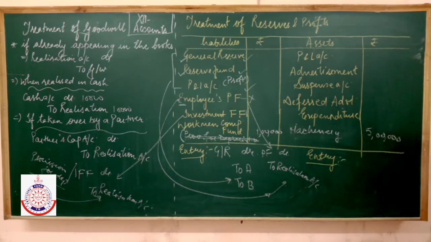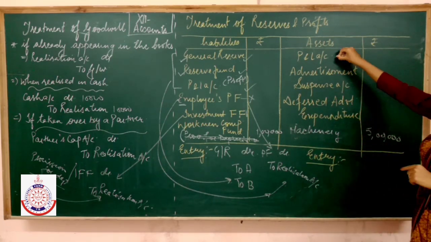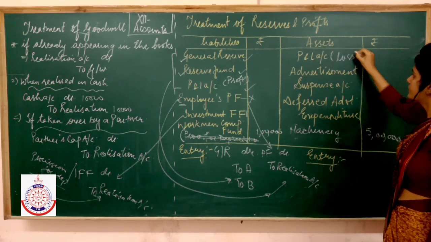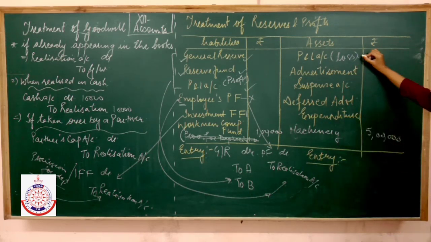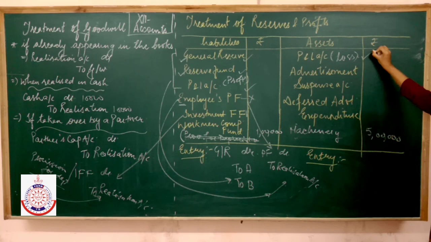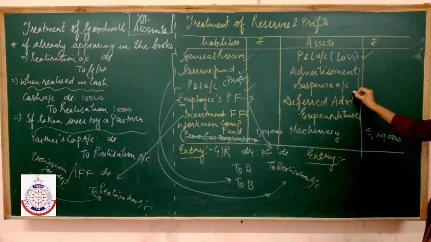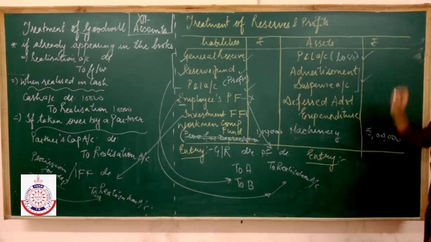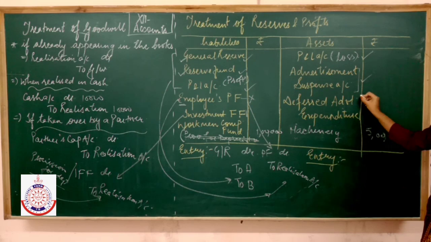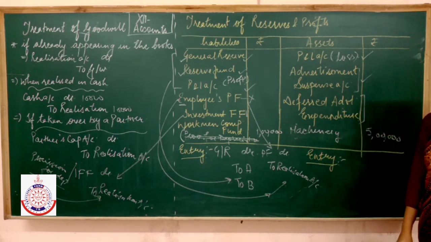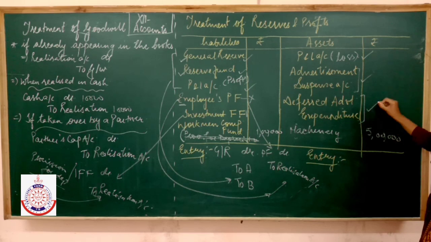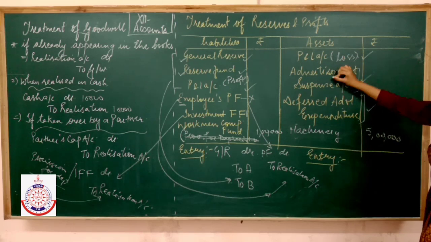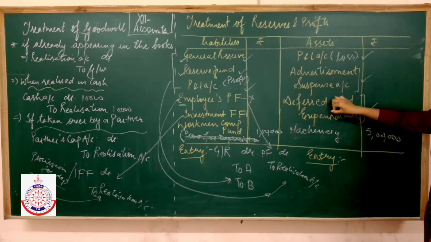Come now to the asset side. First is profit and loss account. Now if profit and loss account is on the asset side of a balance sheet, it is a loss. So it will be transferred to partners capital account. Advertisement suspense account is a kind of fictitious asset, so it will also be transferred to partners capital account. Deferred advertisement expenditure is also a kind of fictitious asset, so it will also be transferred to partners capital account. An entry you know very well, as these are losses, so partners capital account will be debited.